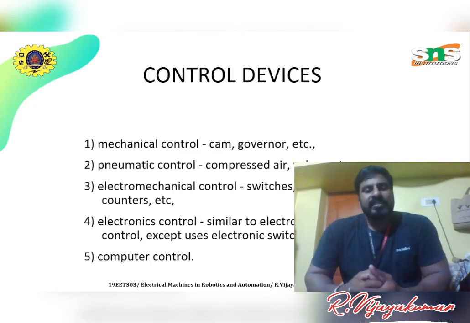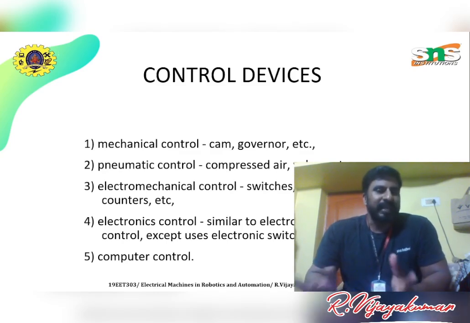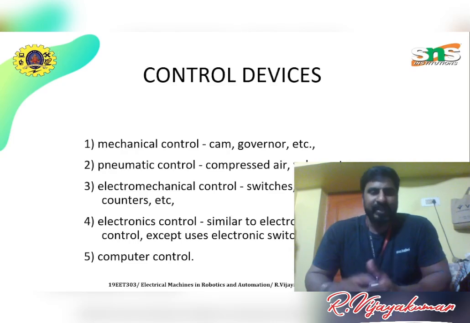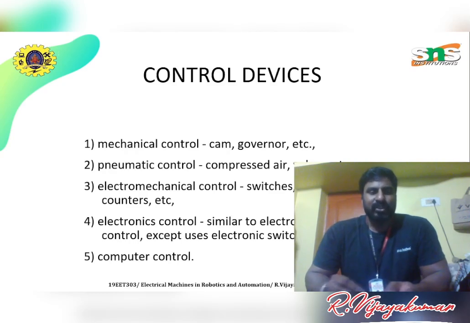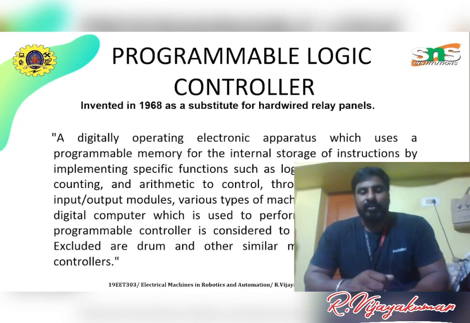And control devices: the mechanical controller may be a cam or a governor control. So that will be a mechanical control with the help of PLCs. And pneumatic control, for example compressed air valves, etc. So we are using a pneumatic control. And some kind of electromechanical control, for example switches, relays, timers and counters. And electronic controller, similar to electromechanical control except it uses electronic switches. And finally it will be a computer controller.